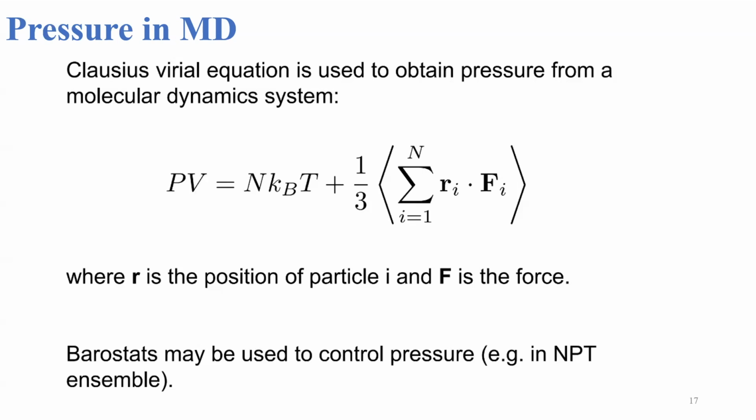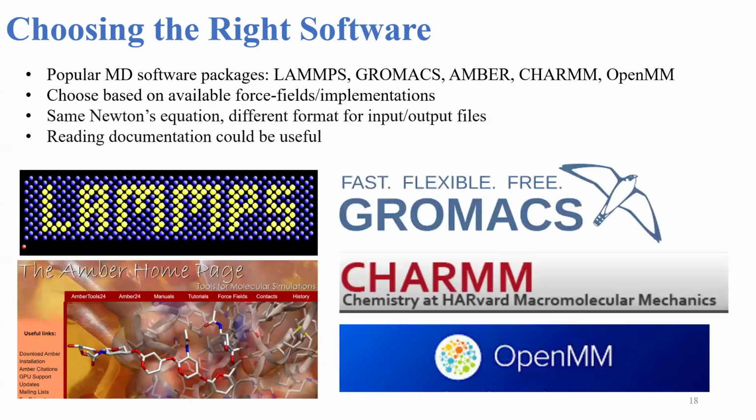So there are certain barostats, very analogous to a thermostat, that are used to control pressure. Now, depending on the system you want to simulate, you might want to choose the right software. There are different types of molecular dynamics software, LAMMPS versus GROMACS versus AMBER, CHARMM, OpenMM, and so on. LAMMPS is usually used for solid mechanics or solid state problems, while GROMACS and others are used for macromolecular polymer simulation, but they all have similar implementation.